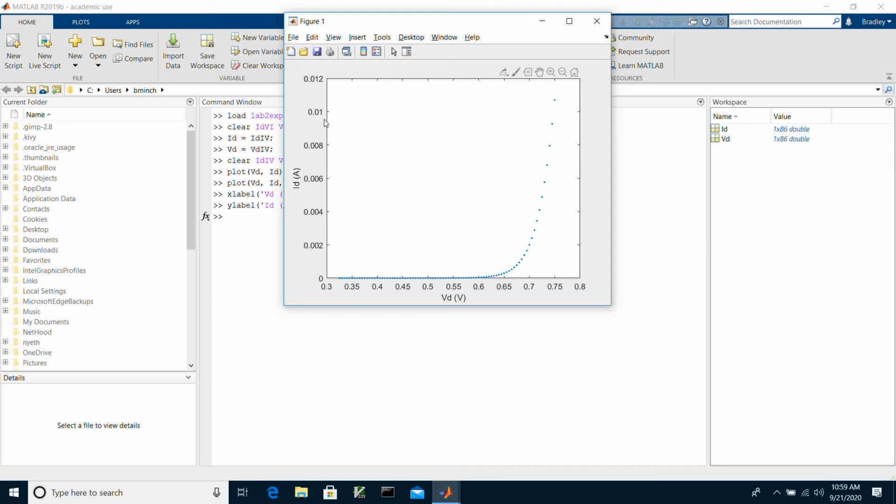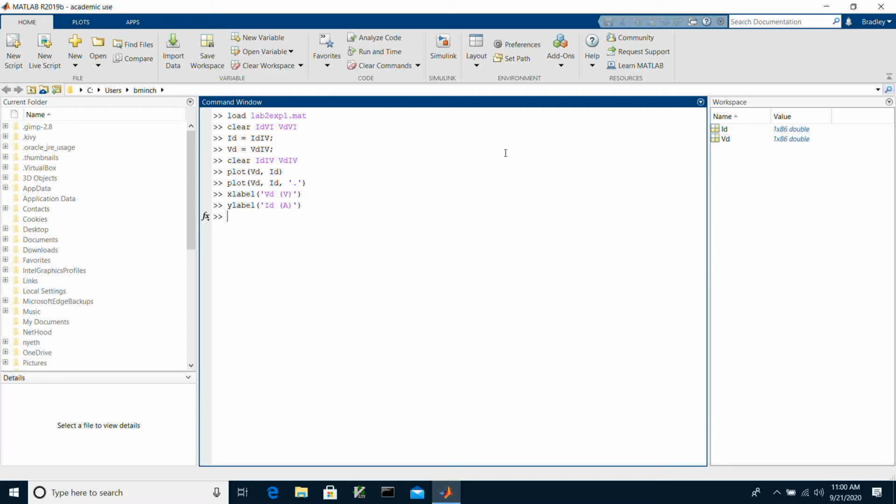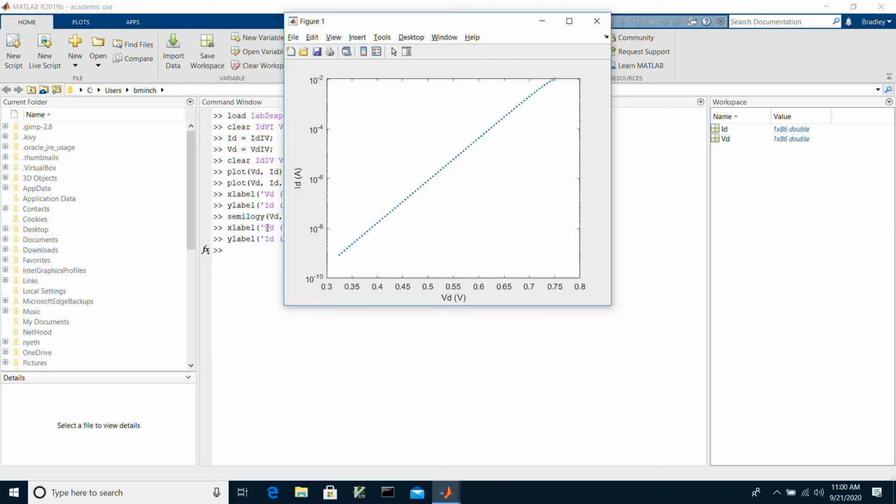If we put this current on a log scale, we can see very clearly what's going on down here, but at the cost of compressing this so that this part of the curve here is squished. And so the way that we make a semilog plot is we use a function called semilogy, for making the y-axis logarithmic. And so we would plot VD, ID. And again, let's put our X label and our Y label in here.